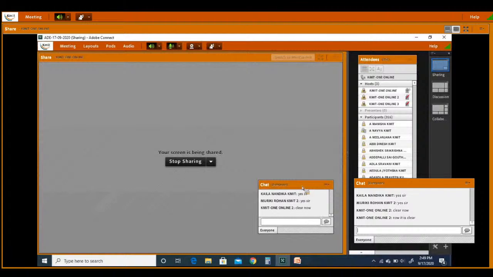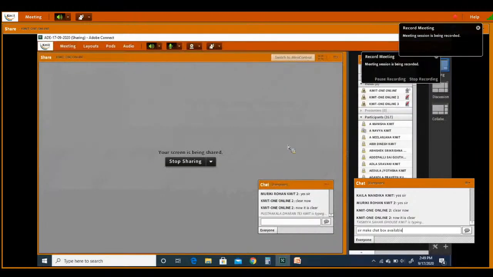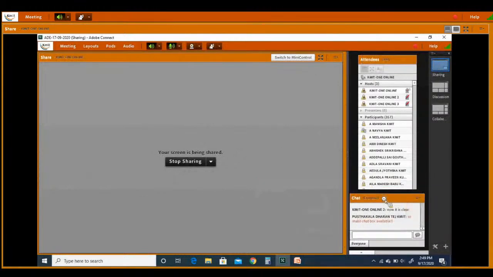Now I will go very slowly. I'm having a separate mic also with me, but due to this hotspot, if any problem comes, I will go very slowly in today's class. Now today we are going to start Unit number 2, that is the BJTs. BJT stands for bipolar junction transistor. Make chat box available. Okay, I will make the chat box available here. Now I will start the class.